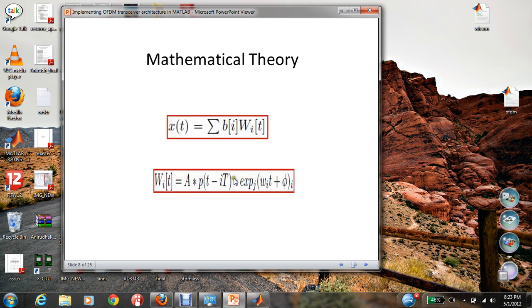So here basically what happens, this A part is a result of the high power amplifier. Based on whatever modulation scheme we'll be using, we'll be choosing an amplifier accordingly. Then P is basically a resultant of a pulse shaper. A pulse shaper is basically required in order for transmission.